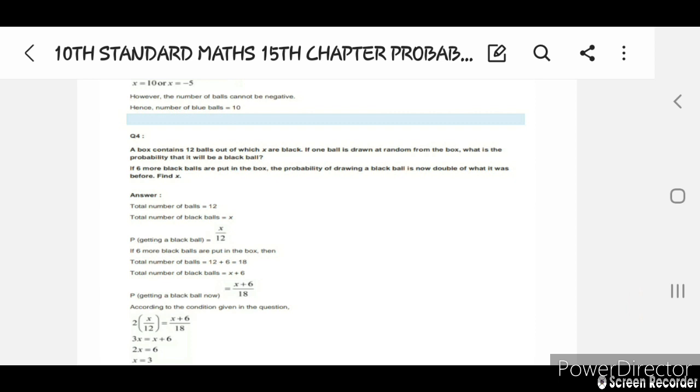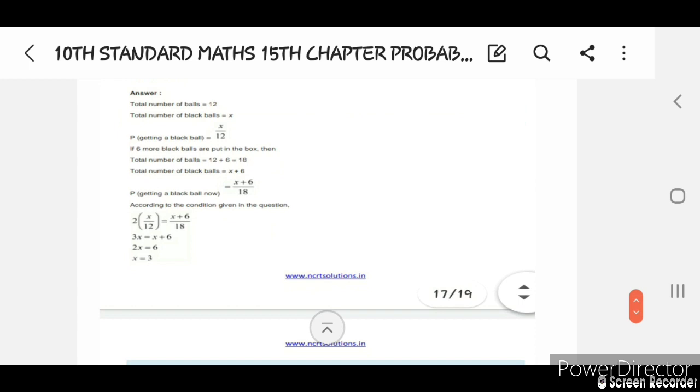Total number of balls is 12, and the total number of black balls is x. So the probability is x by 12. 6 more black balls are put in the box, so 12 plus 6 is equal to 18. The number of black balls is now x plus 6, so the probability is x plus 6 by 18. Now 2 into x by 12 is equal to x plus 6 by 18.